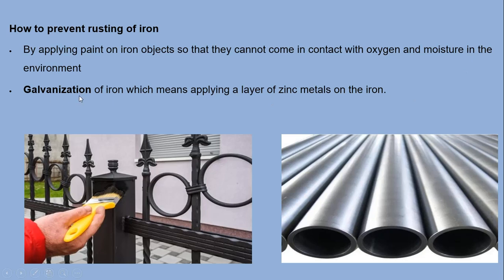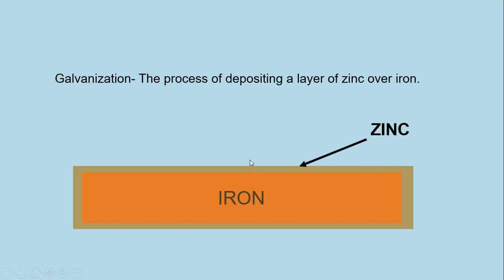And next is galvanization. Here a layer of zinc metal is deposited over the iron. Now what is galvanization? This is a piece of iron. During the process of galvanization, a layer of zinc is deposited over the iron. As the zinc is covering it, the iron will not come in contact with air and moisture. So in this way, galvanization prevents the rusting of iron.